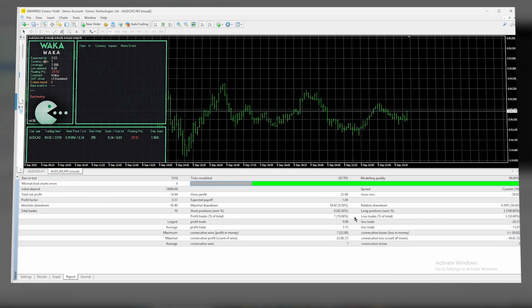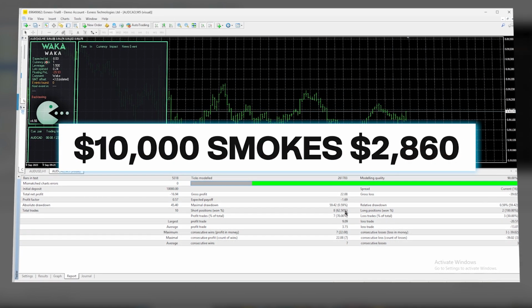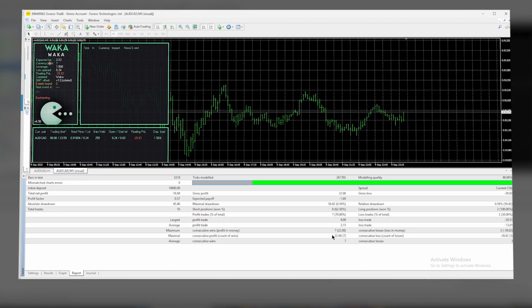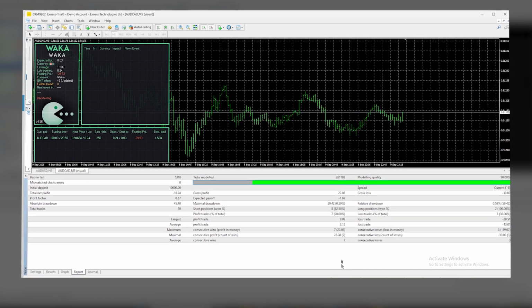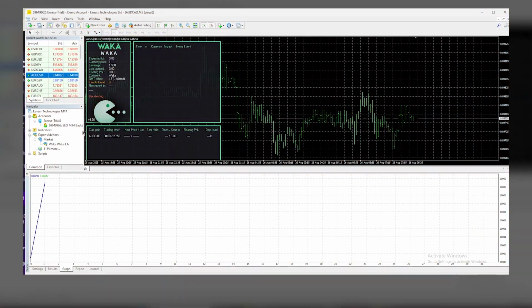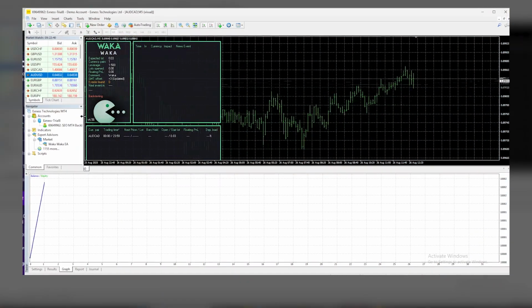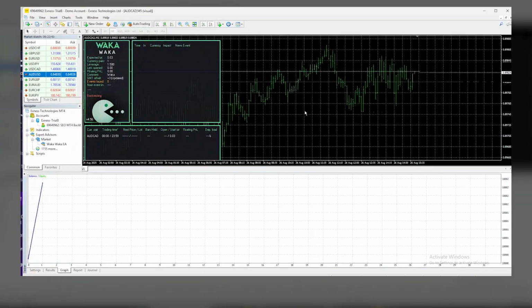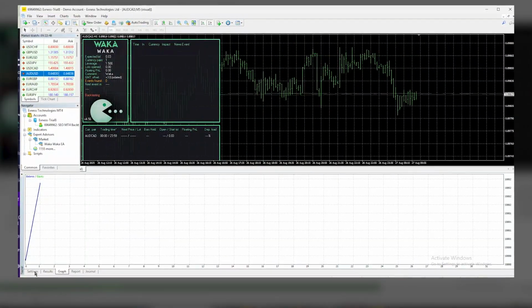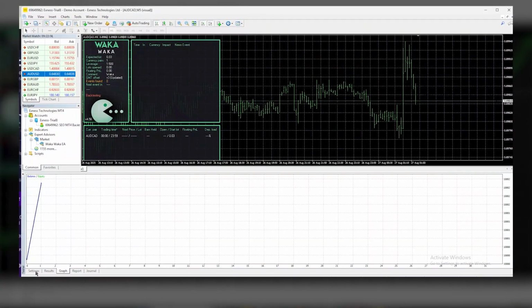The report's tight. Gross profit 10,000 smokes 2,860 losses across 80% win rate on 1,000 trades. Consecutive winners up to 22. Average $2.17 per hit. Crisp, no overfitting. Mirrors live vibes perfectly.